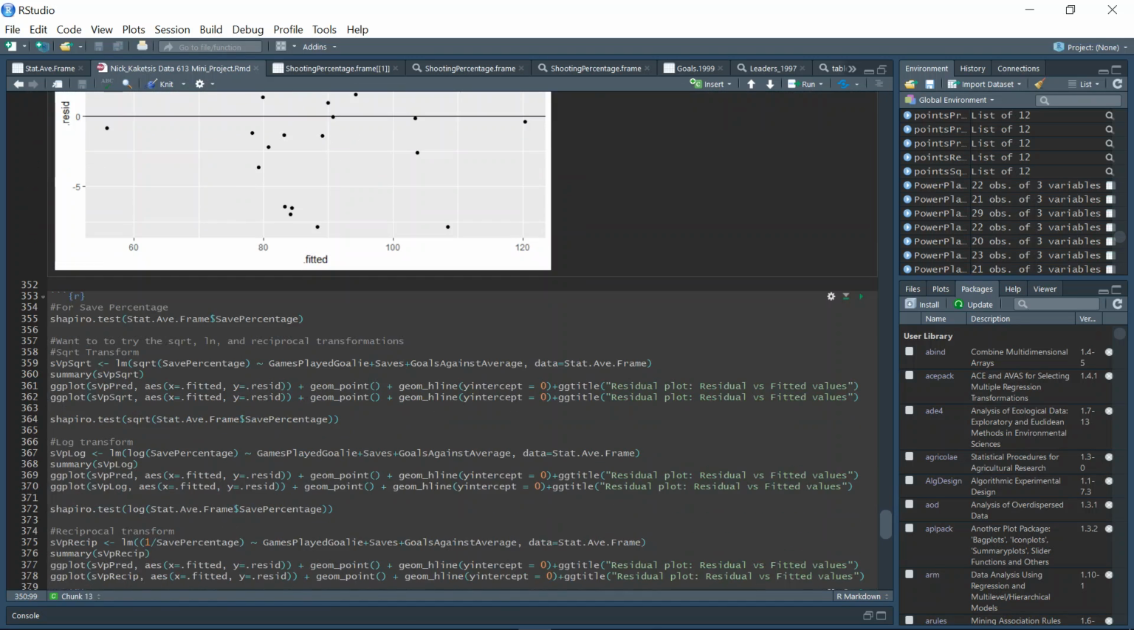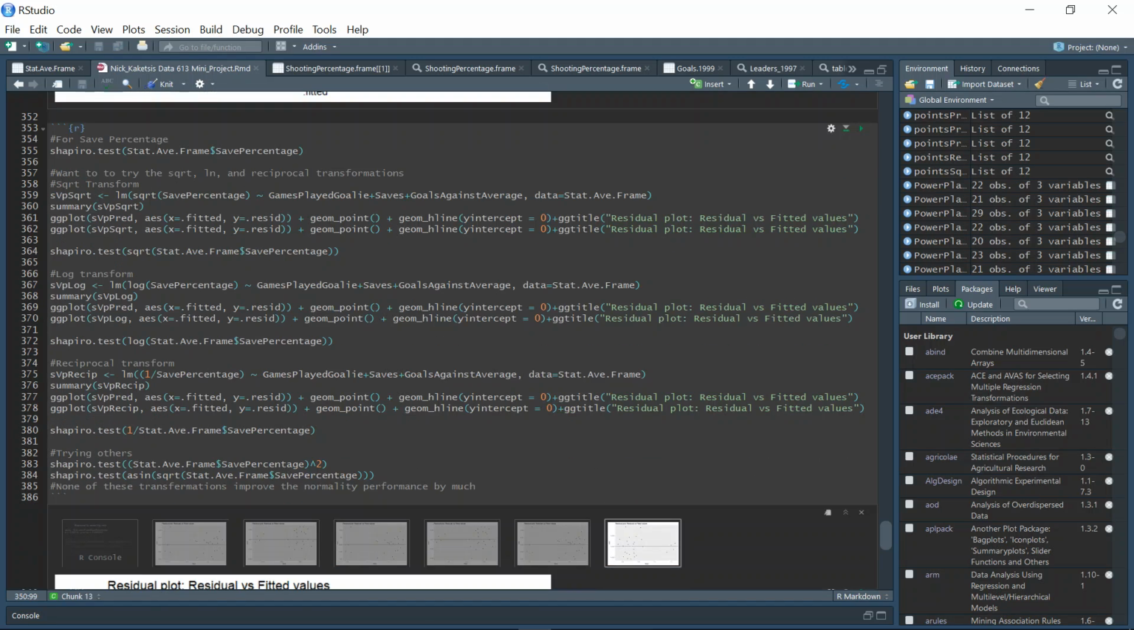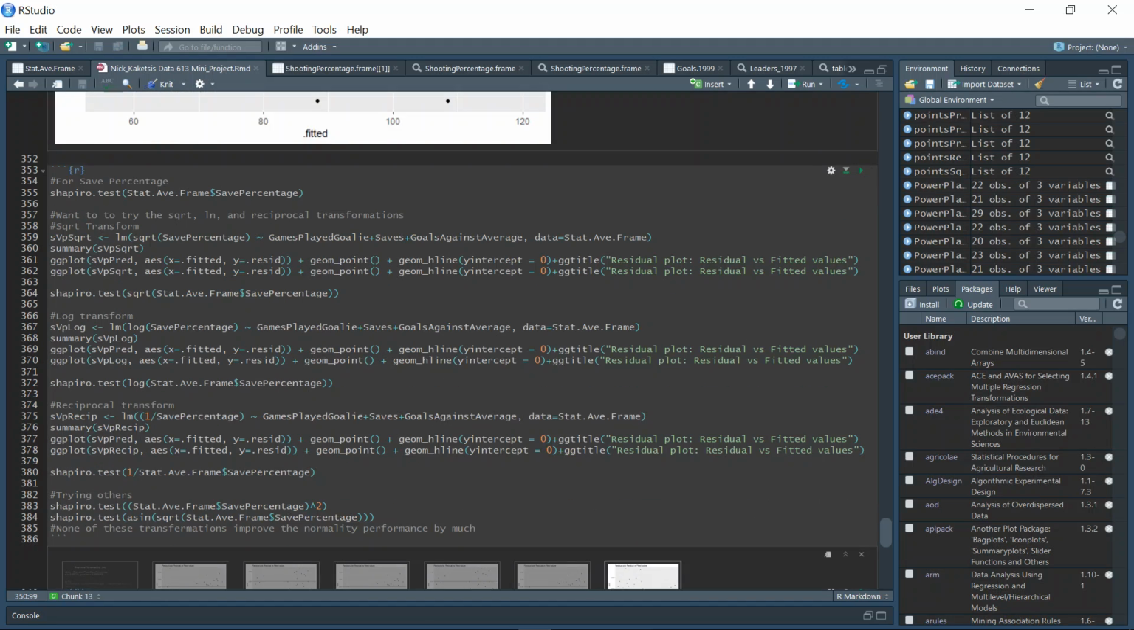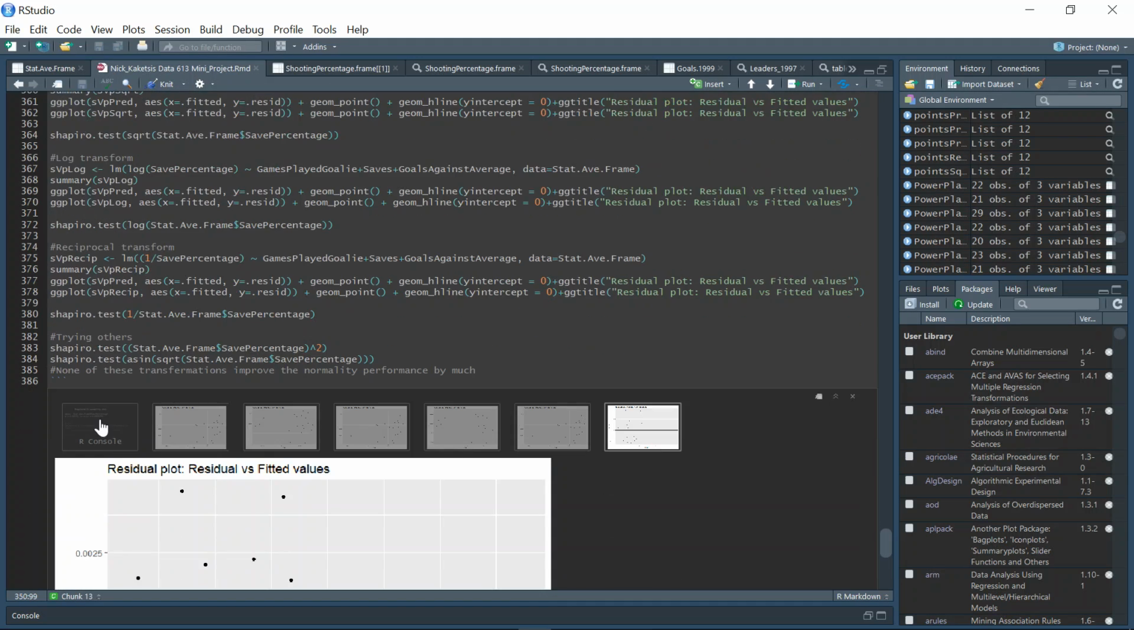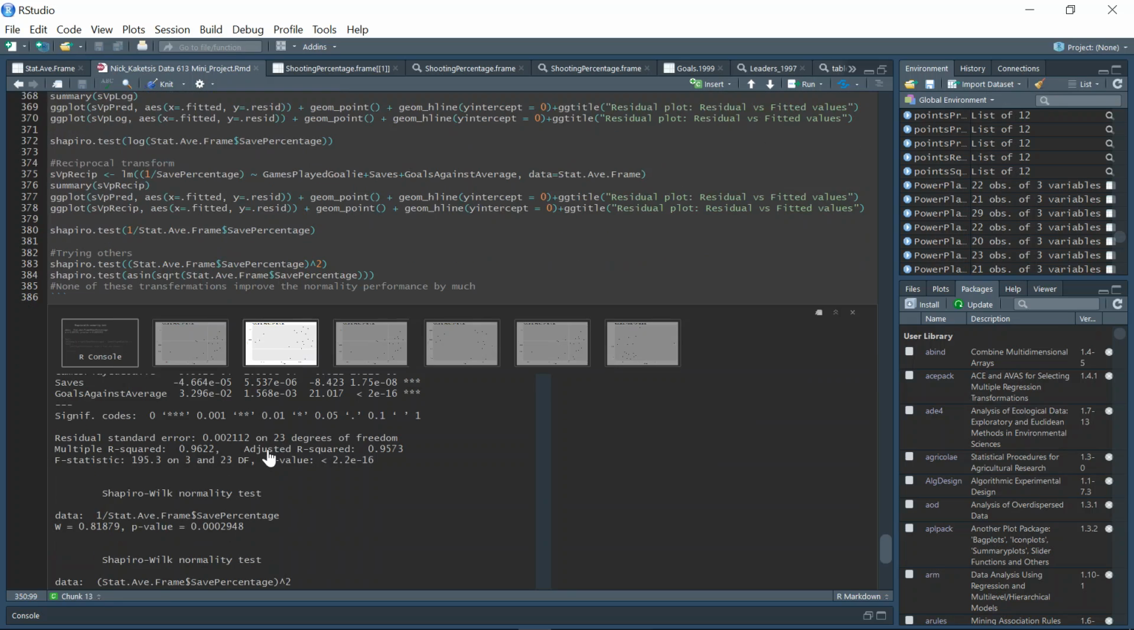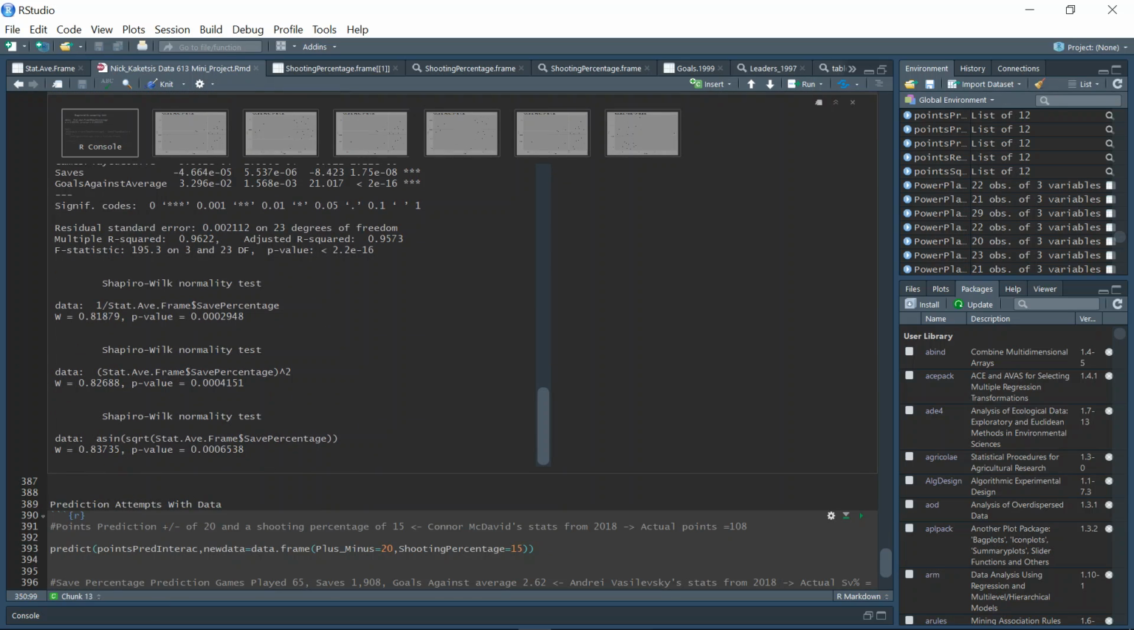Now, for save percentage, I really wanted to try to get the data to be normalized. However, none of these really improve the normality by that much. So I will show you, I believe, the Shapiro test on the arcsine transformation, which was our best performance for normality. Let's have a look here. Yeah, so we got a p-value of 0.0006. So almost, well, actually not really almost there. We're still rejecting our null hypothesis pretty massively here that the data is normal.